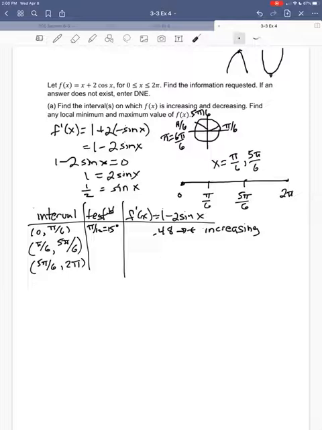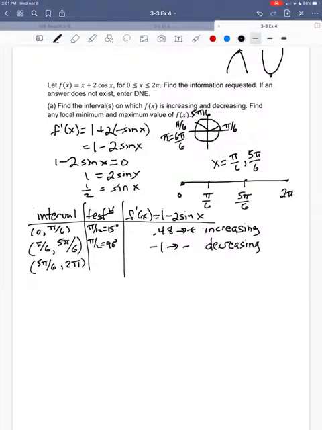Between pi over 6 and 5 pi over 6, that's between 30 degrees and 150 degrees. Right in between there, I would have pi over 2, which is 90 degrees. Of course, the sine of 90 degrees is 1, right? The sine would be the y-coordinate of 90 degrees up here at the top. So I get 1 minus 2 times 1, that's 1 minus 2, which gives me negative 1. The only important thing there is that it's negative, so my function would be decreasing there.